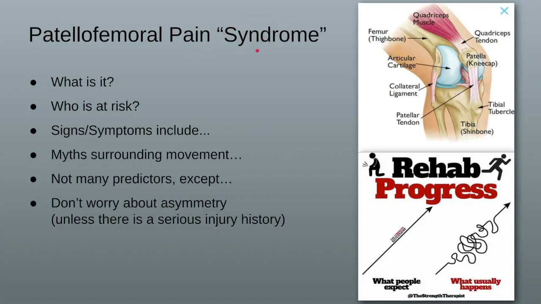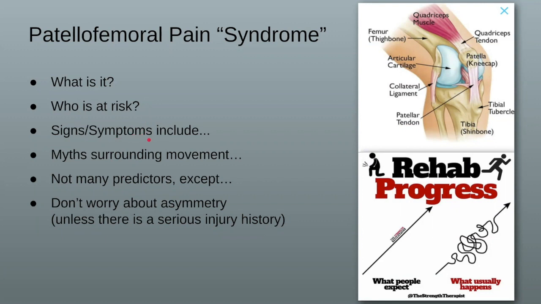It makes it sound like a disease when it's not. But the only thing that we can say about who's at risk is there's some really minimal evidence to say that a weak quad could lead to this, which is kind of a weird thing to say because you need different types of quad strength for different activities.